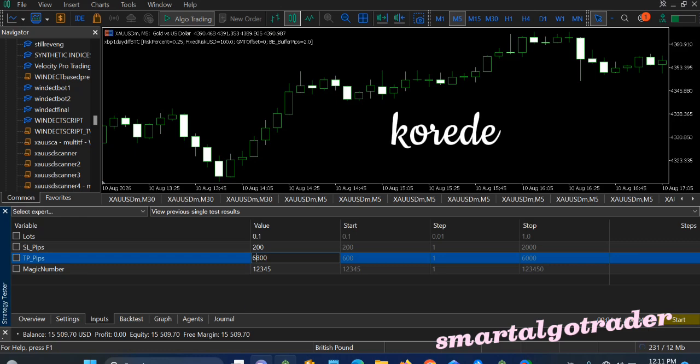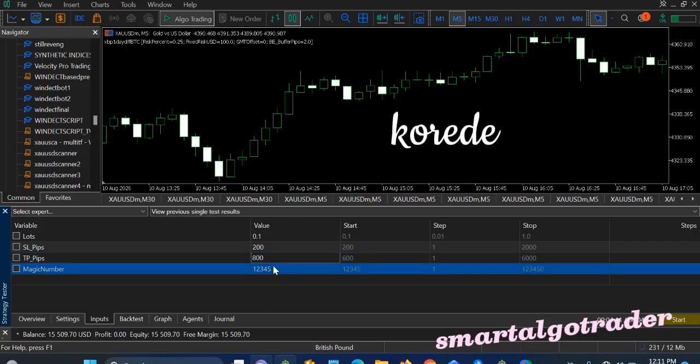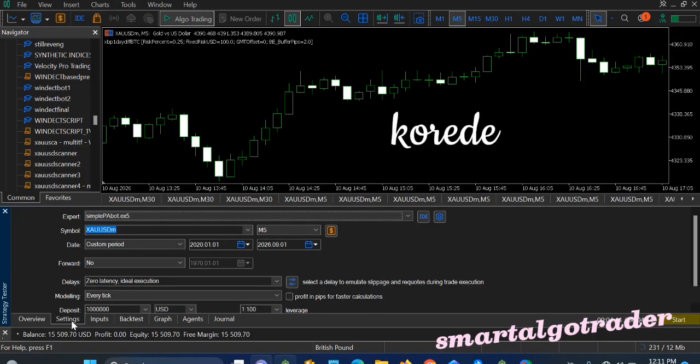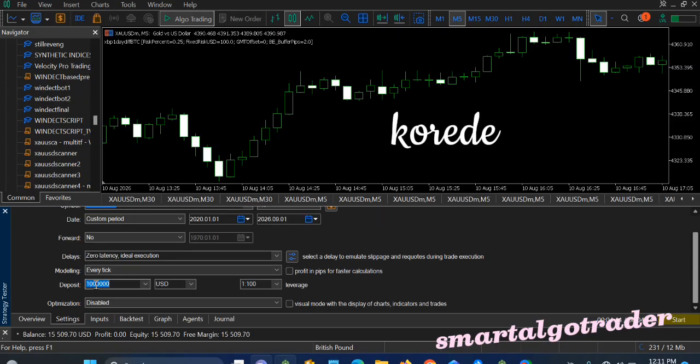Do you understand? I just put in that information for a starter, just for a beginner. You can also change your magic number if you want, and also the delay, the forward, the information here. You can also make your deposit maybe 1,000. So let's just see what it has to give and start. If I start it, it's going to start.